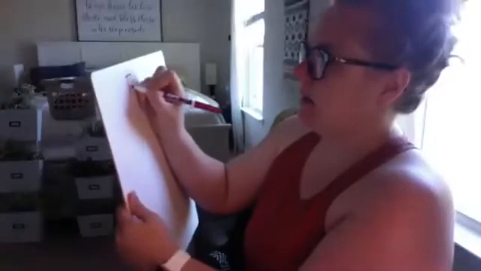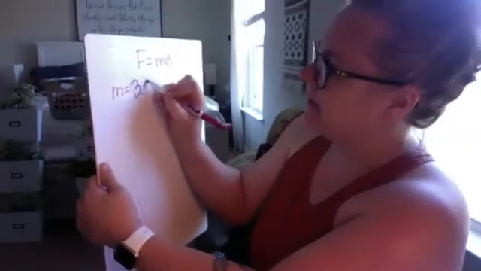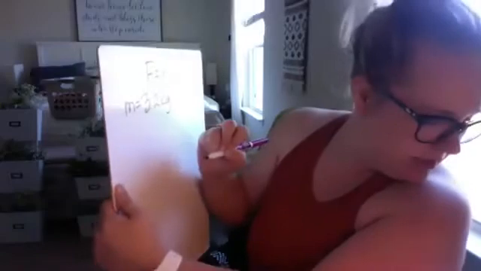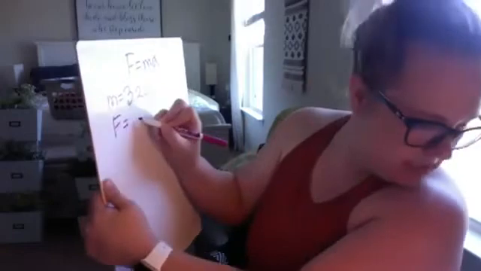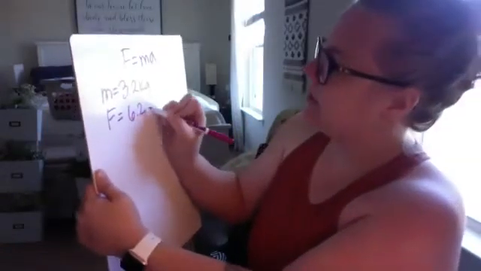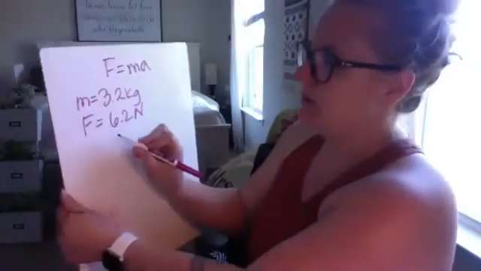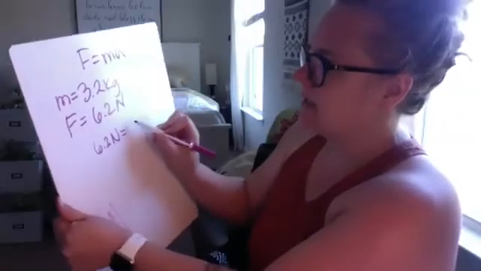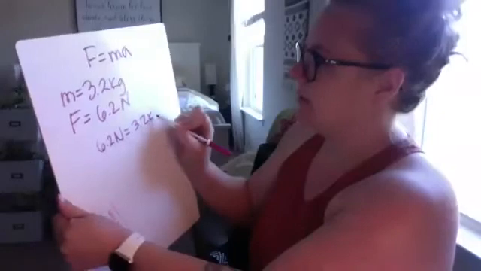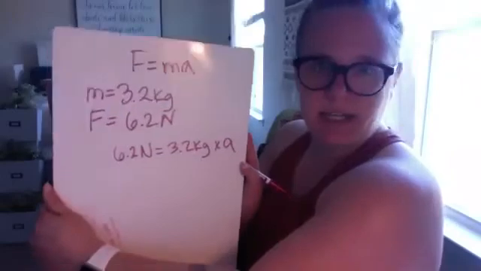So F equals ma. Our mass is 3.2 kilograms, and our force it gives us is 6.2 newtons. All right, so we plug that stuff into this equation and solve like we did before. So our force is 6.2 newtons equals a mass of 3.2 kilograms times, and we don't know acceleration. So we isolate again, the a.